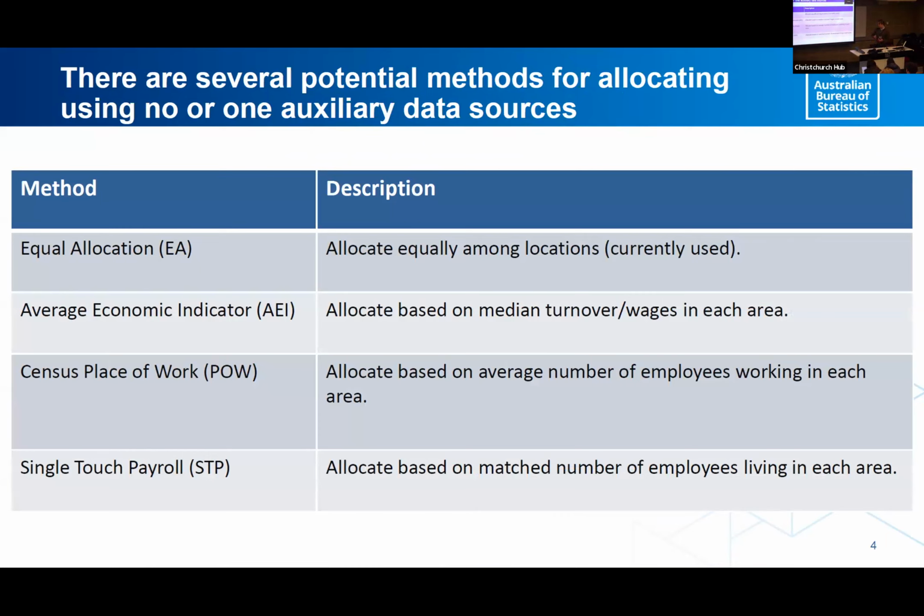We've identified a few, the first being equal allocation. We just split them equally, and that's what's currently in use. There's the average economic indicator, which allocates based on the median turnover and wages in each area. There's census place of work, based on the average number of census respondents working in an area by the number of businesses, and then single touch payroll. So that's the number of linked employees that live in the same area as the locations.